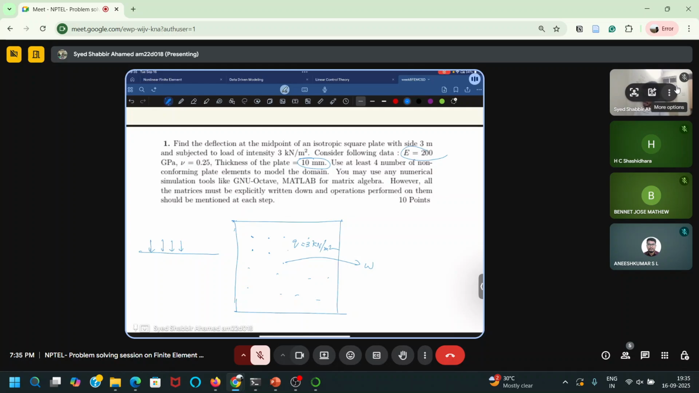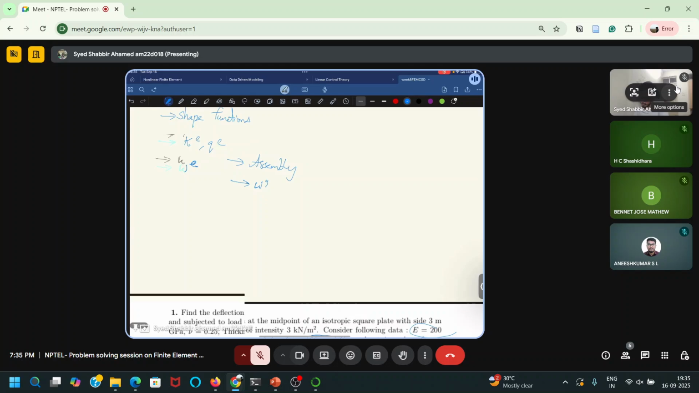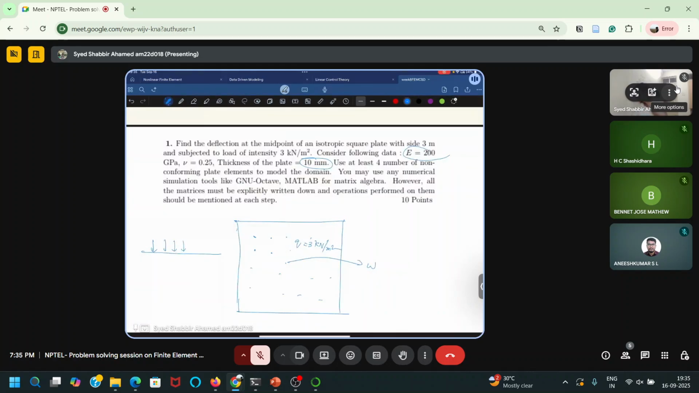So they are telling us to use four plate elements. Non-conforming plate elements are the elements which we use for Kirchhoff plate theory. They are asking us to use the Kirchhoff plate theory element. When you go to first order shear deformation theory or Mindlin plate theory, the element will change. So here we are dealing with only Kirchhoff plate theory. So that is what this means. The elements are non-conforming.